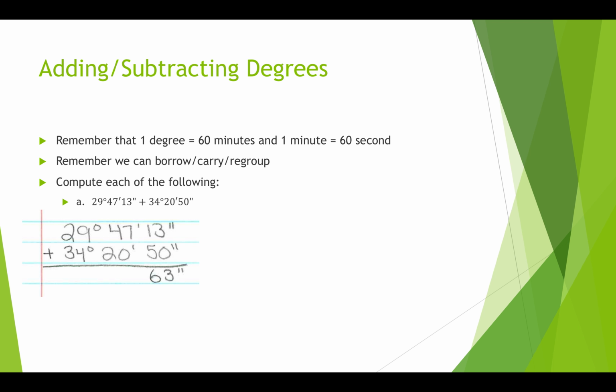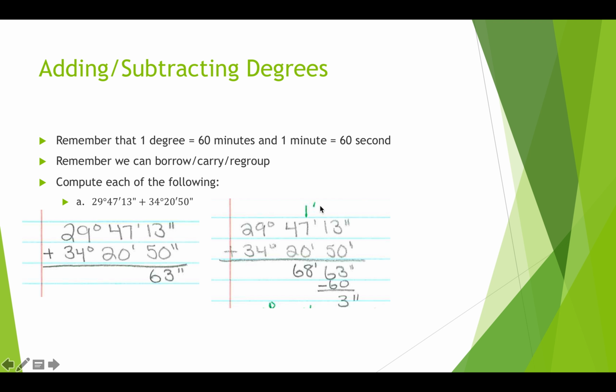I'm going to set this up in a traditional column style. And I'm going to add from my right to left, my smallest place value to my largest. So I'm going to add my seconds together. 13 plus 50 gives me 63. But I'm not going to leave it as 63 seconds because I know that 63 seconds is the same thing as 1 minute. Notice I carried my 1 minute and 3 seconds. Again, 63 seconds is the same thing as 1 minute and 3 seconds. That's what the subtracting 60 does. So I'm going to take 60 of those seconds and turn them into this minute.